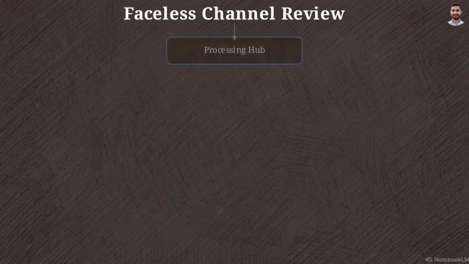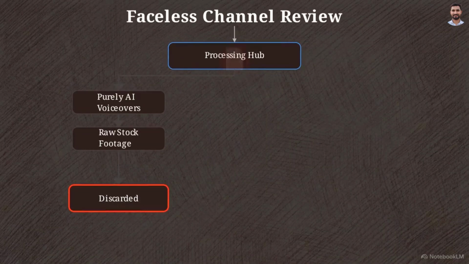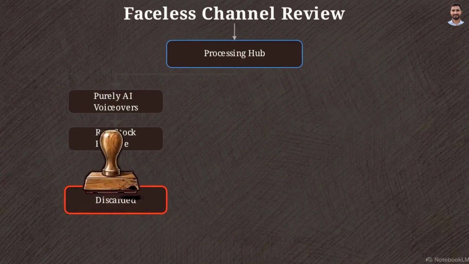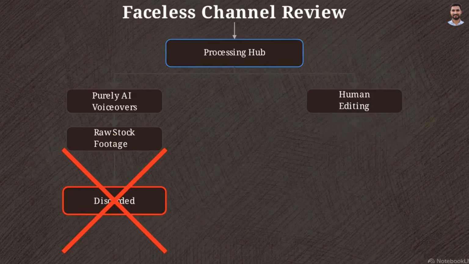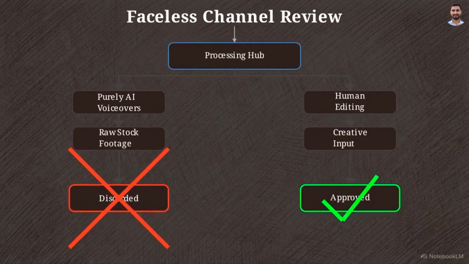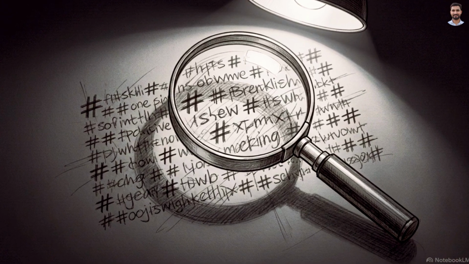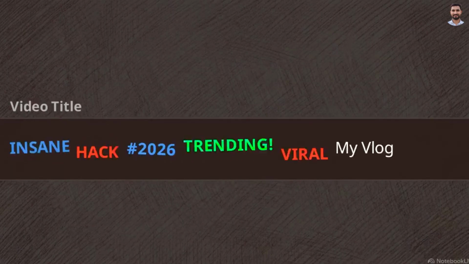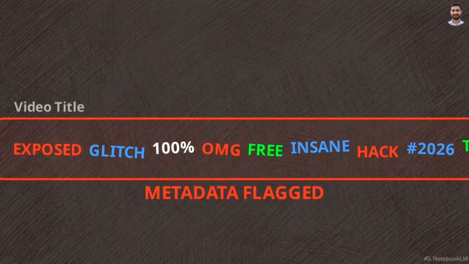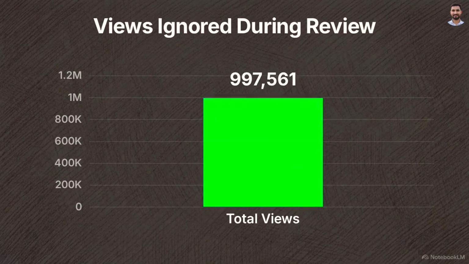Purely AI-generated voiceovers paired with raw stock footage are diverted and discarded. To pass the review, your content must show evidence of substantial human editing and distinct creative input. The reviewers will also look for misleading metadata. If your titles and tags are stuffed with popular keywords irrelevant to the video, then the system flags the channel for search manipulation. The review process completely ignores your view counts. It strictly audits your adherence to platform integrity and content originality.